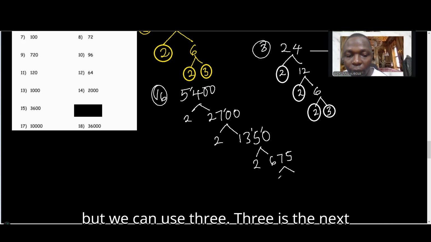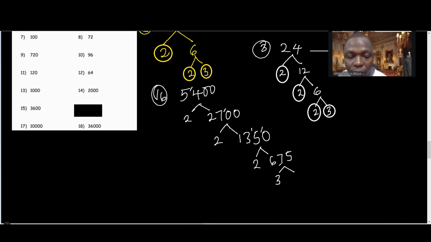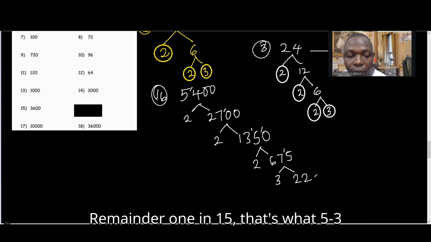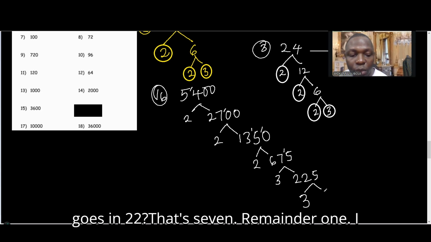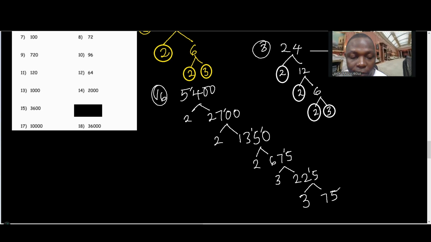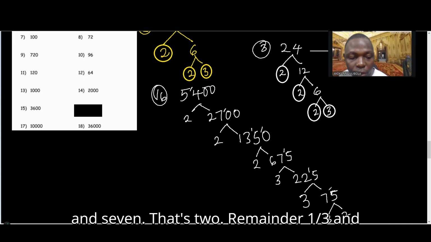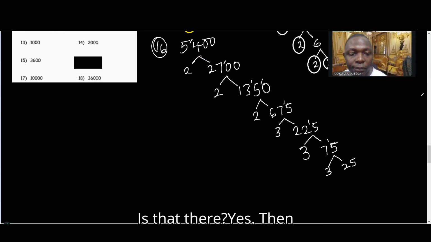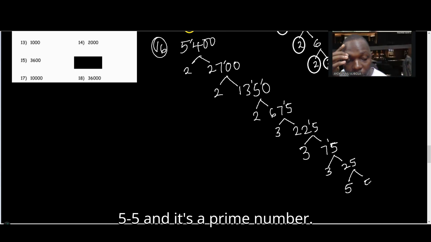But we can use 3. 3 is the next prime number. If 3 will not go, then use 5. How many 3 goes in 2? In 6, that's 2. In 7, that's 2, remainder 1. In 15, that's 5. 3 can still go. How many 3 goes in 22? That's 7, remainder 1. How many 3 in 15? That's 5. Then 3 can still go. How many 3 in 7? That's 2, remainder 1. 3 in 15, that's 5. Is that clear? Then, can 3 go again? No. What number can go? 5, and it's a prime number.